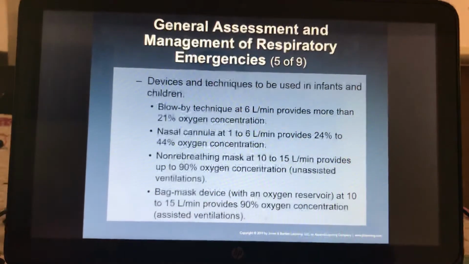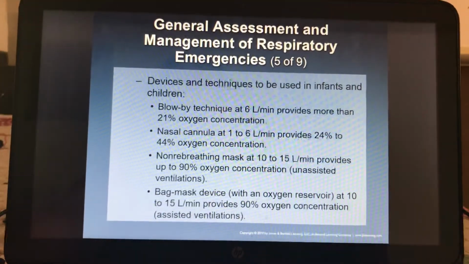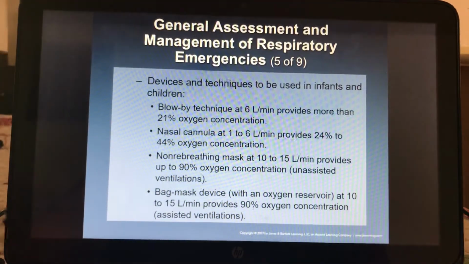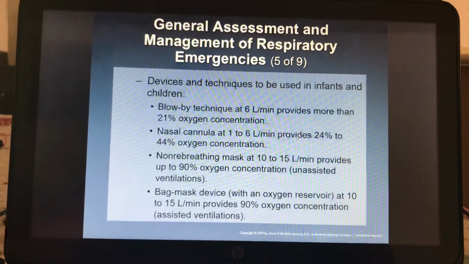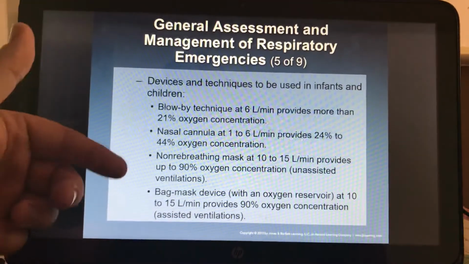It's a lot of debate. It works, maybe. I'm not a big fan of blow-by, but I also believe it's better than nothing. There are some people that are like, well, blow-by just doesn't work. Because look at what they're saying, 21% oxygen concentration. Well, at 6 liters per minute, 21% oxygen concentration, you may as well just breathe room air. It's the same thing.